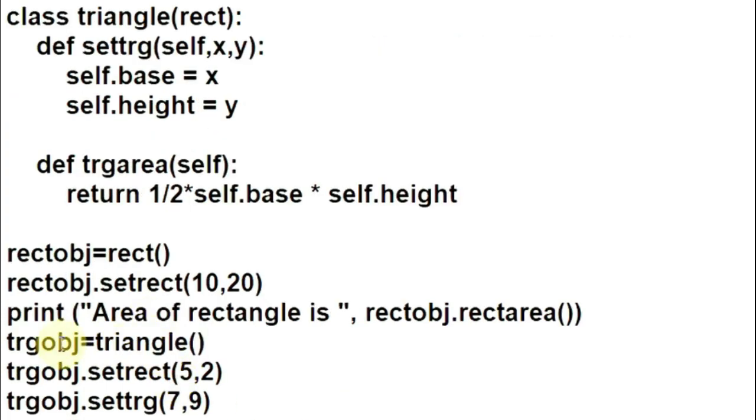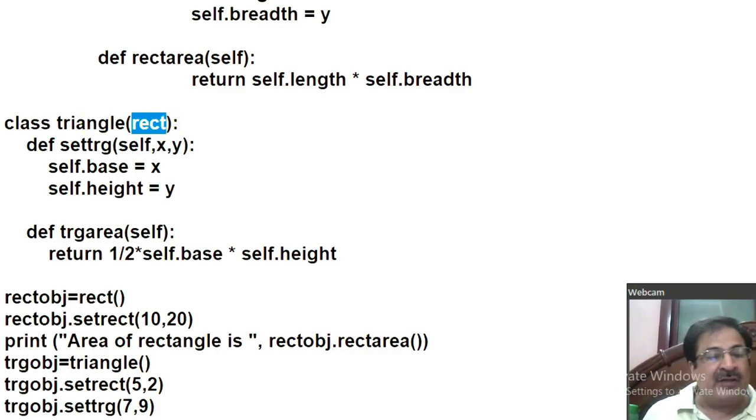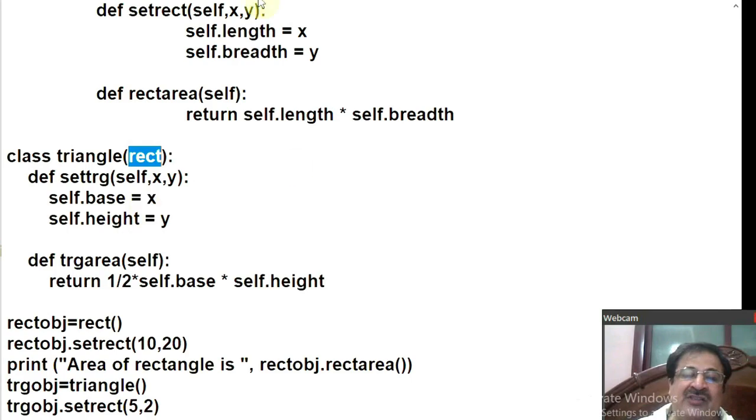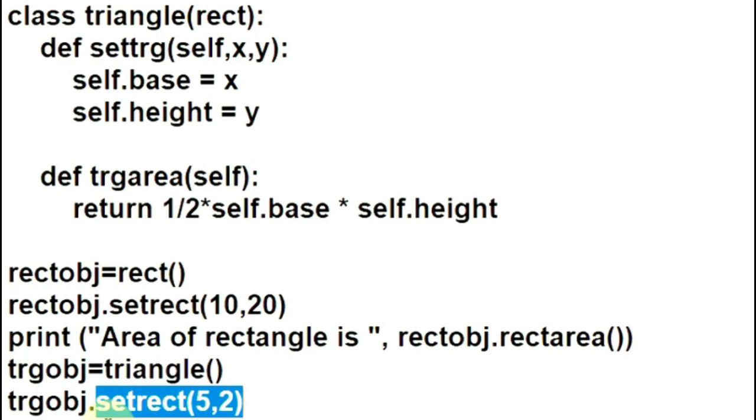You are making the object trg obj of triangle class. The moment Python comes over here and sees that this triangle class is inheriting the rect class, it will understand that the object trg obj of triangle class can access these two functions and these two functions also, and these two attributes along with them. You are invoking the setRect function of rect class through an object of triangle class and there won't be any error because triangle class is inheriting the rect class.